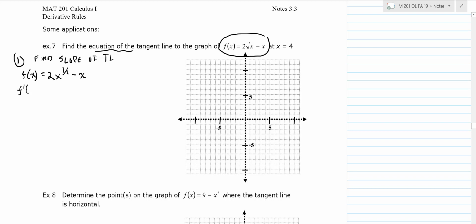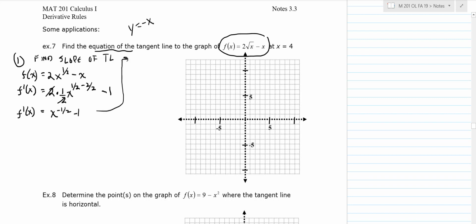Okay, so f prime of x, we now know the shortcuts. The power rule would say 2 comes down, it's a constant, minus 1/2 x to the 1/2 minus 1. And then the derivative of x is -1. Remember, that's a linear term. So the derivative, or the slope of y equals -x, is -1. Okay, it looks like the 2's cross out. So it looks like we'd be left with f prime of x is equal to x to the -1/2 minus 1.